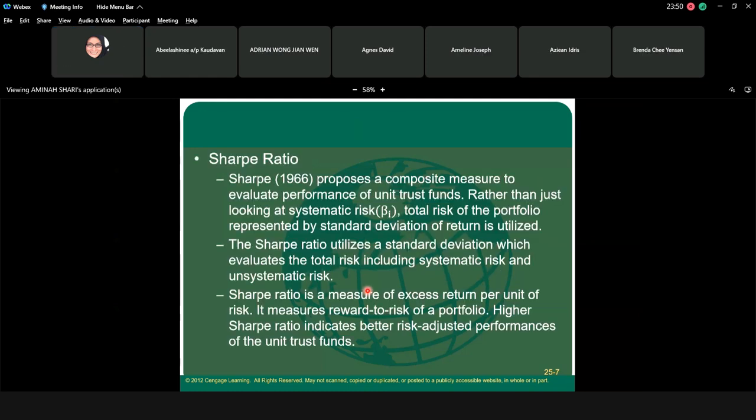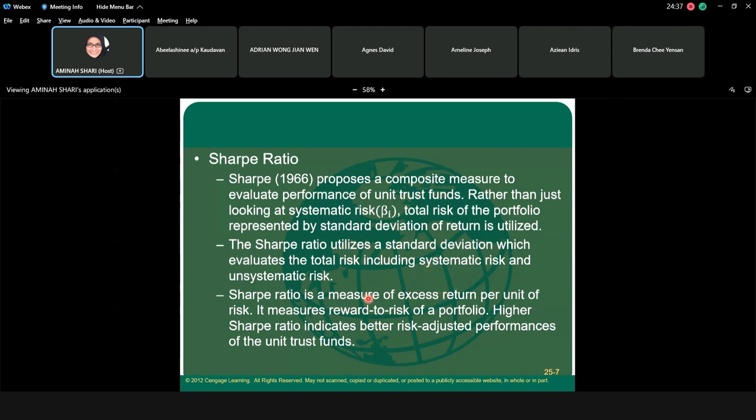What types of risk are covered under systematic risk and unsystematic risk? And then we have Sharpe. Number 2 is the Sharpe ratio. Some students mispronounced Sharpe during the critical review presentation. The pronunciation of number 2 is Sharpe ratio. Sharpe is the person who introduced this ratio in 1966. It measures the portfolio performance based on the total risk. Earlier we saw Treynor is based on systematic risk, but Sharpe is based on total risk. Total risk includes both systematic risk and unsystematic risk.